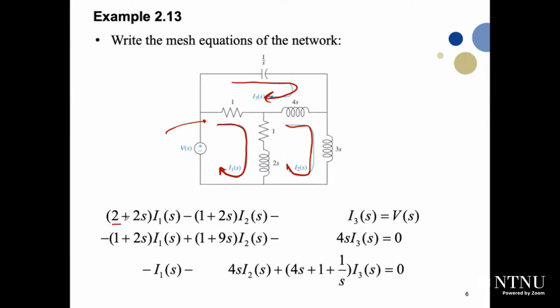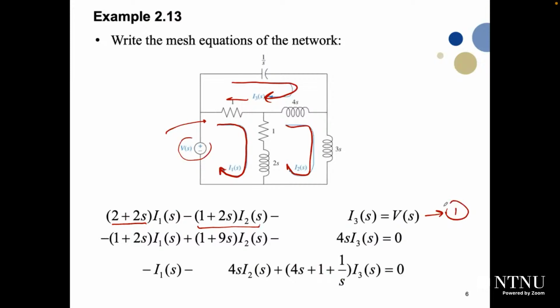So it will be 2 plus 2 of S multiplied by I1 of S. This is a current in that direction. I2 is working in the opposite direction, correct? So it will be negative (1 plus 2 of S) multiplied by I2 of S. And also here, in fact, we will get part from I3 moving in this resistance, right? So it will be negative because it moves in the opposite direction of I1. So it will be negative 1 multiplied by I3 of S, equal to the source, which is V of S. So this is equation number 1.